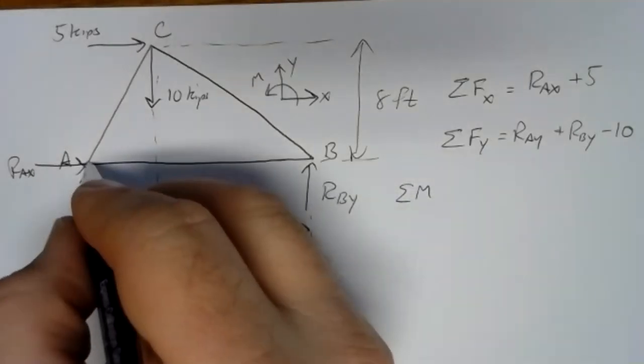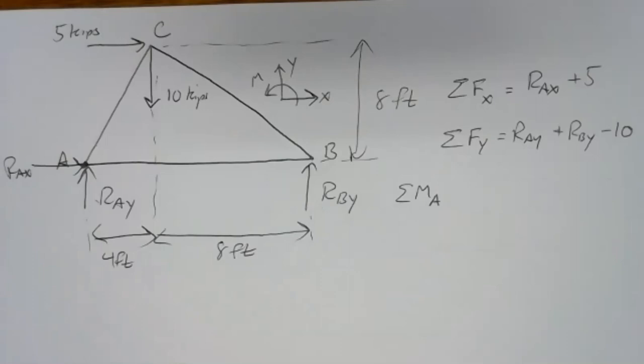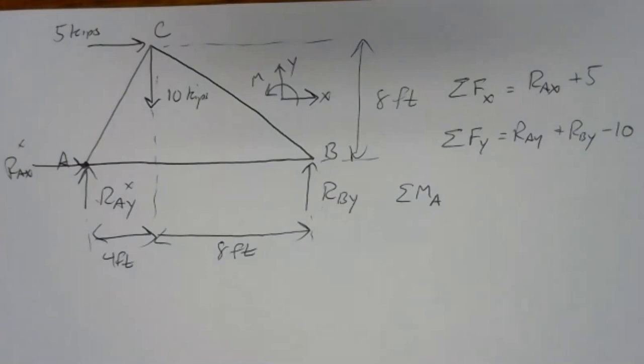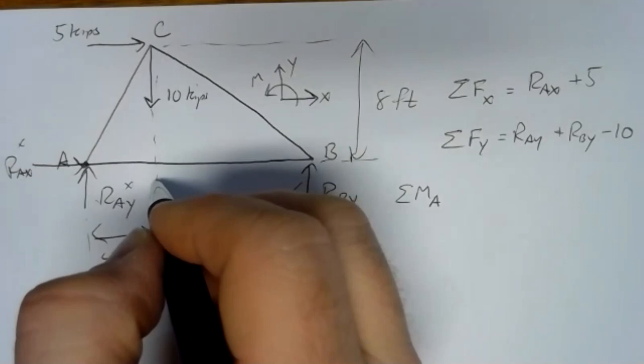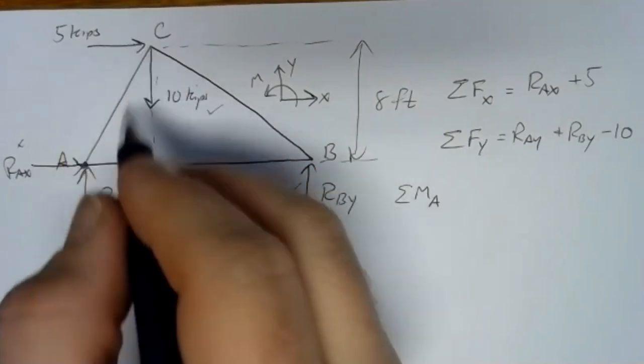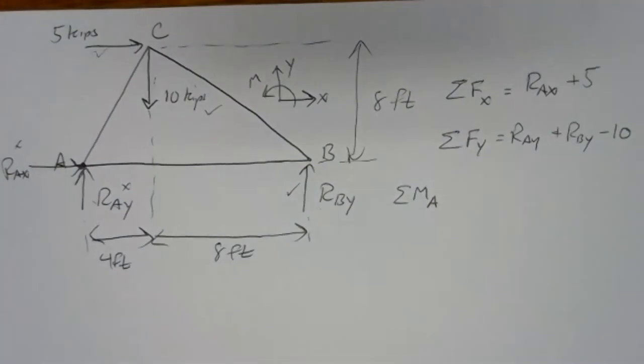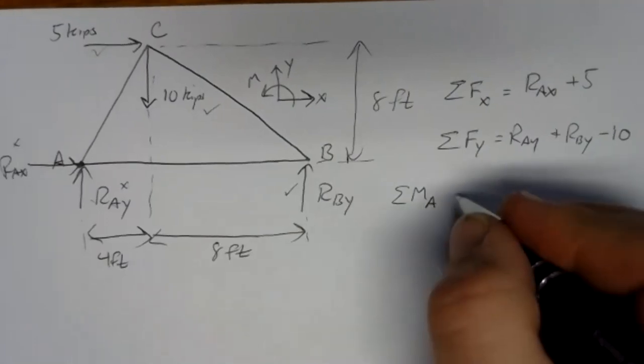So we'll take our pivot point at A here. That'll knock out RAY and RAX since they both push on the pivot point. But RBY will have a moment, since it's got an arm measured from A. The 10 kip force will have a moment, and so will the 5 kip force. That 5 kip force has a pretty substantial arm compared to the pivot point A. So we've got to take those all into account. So we're going to have 1, 2, 3 terms in our moment equation.